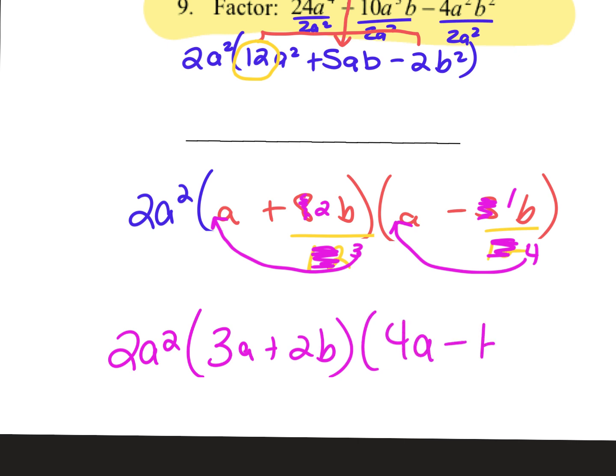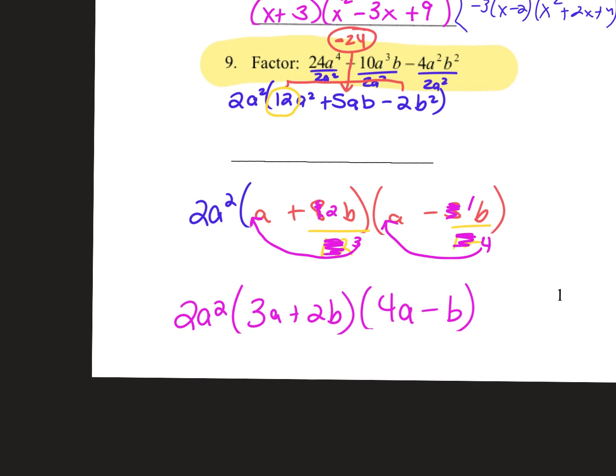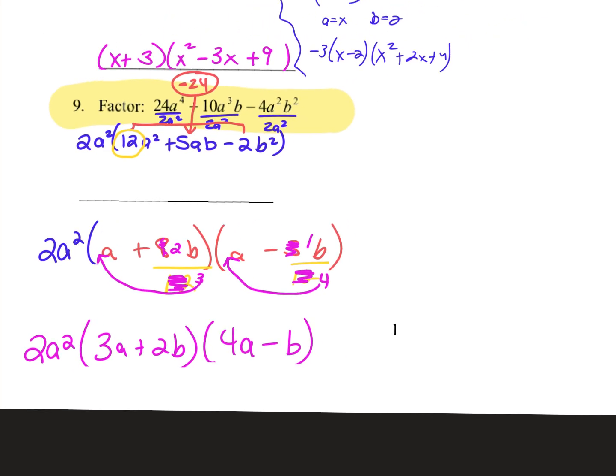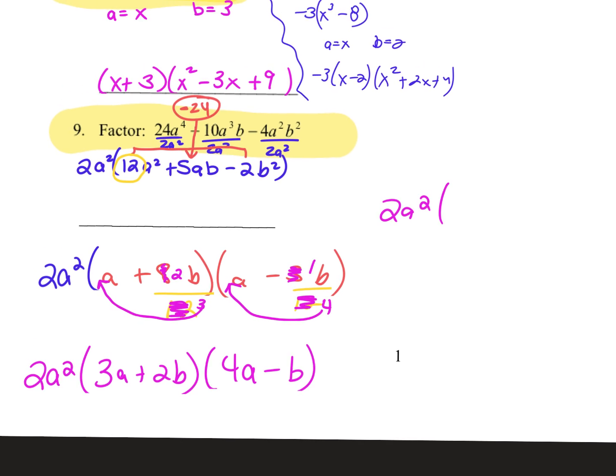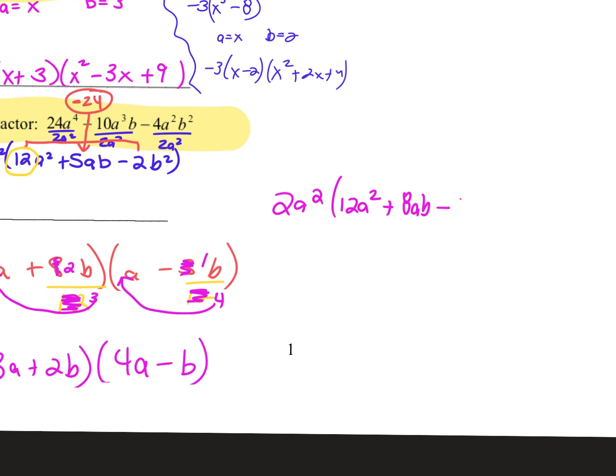4a minus 1b. Do I have to put the 1 in front of b? No. Can I if I want to? Yes. Now, you can use the grouping method if you want to. I'll write it over here so you guys can see it. It's 2a squared. So then you would start off with 12a squared plus 8ab minus 3ab, and then you end with minus 2b squared.